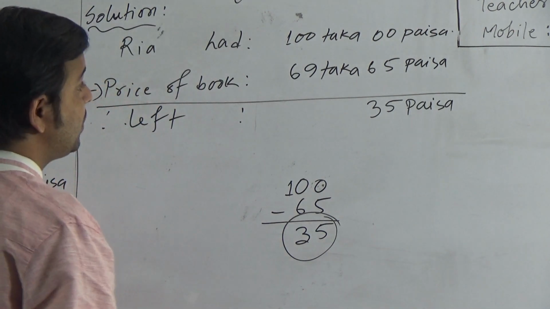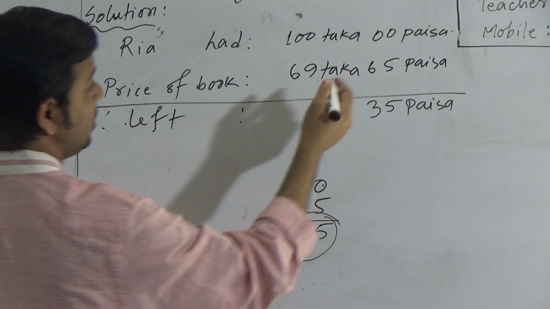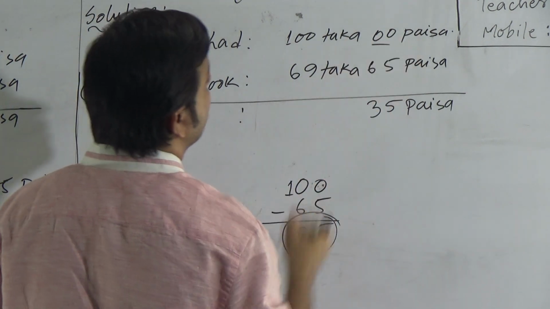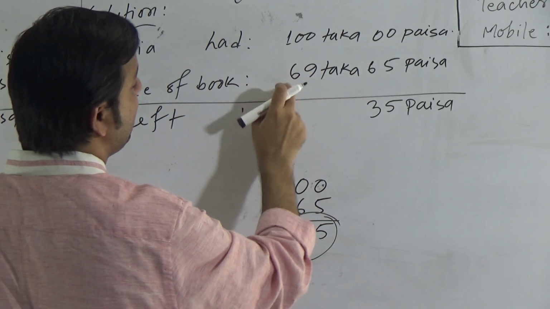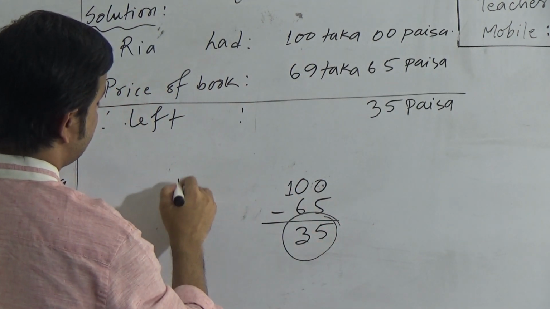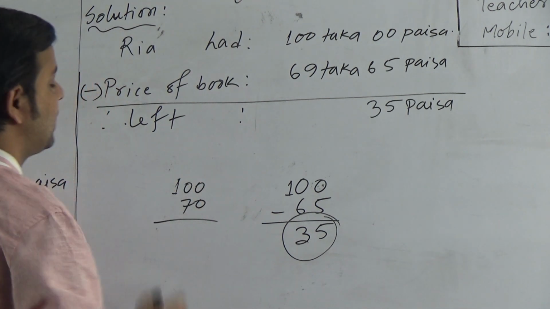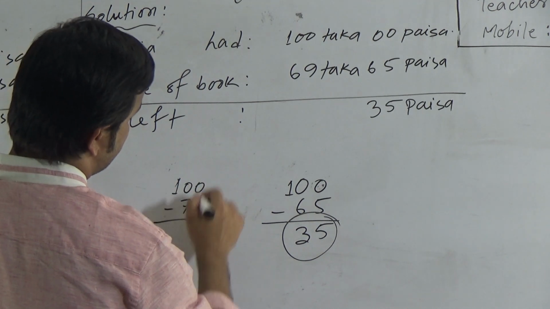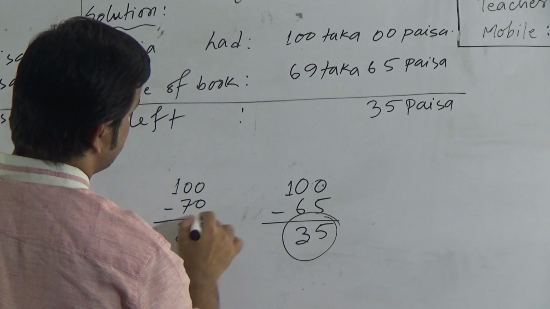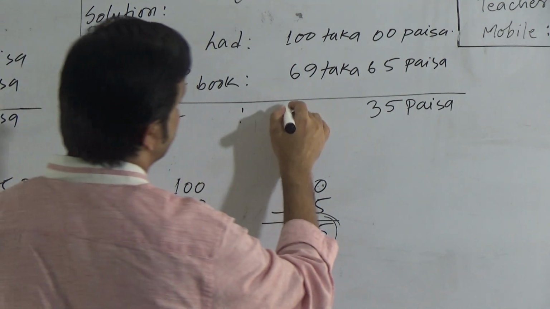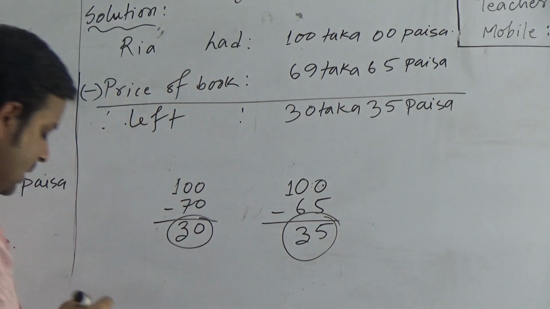Now we have to subtract this amount from this amount, but I have taken 1 as here was 0. I have taken 1 taka. So we have to give that 1 taka here. So this will be 70 taka. It means that we have to subtract 70 from 100. If we subtract, we will get here 0 and 3. It means that left 30 taka 35 paisa.